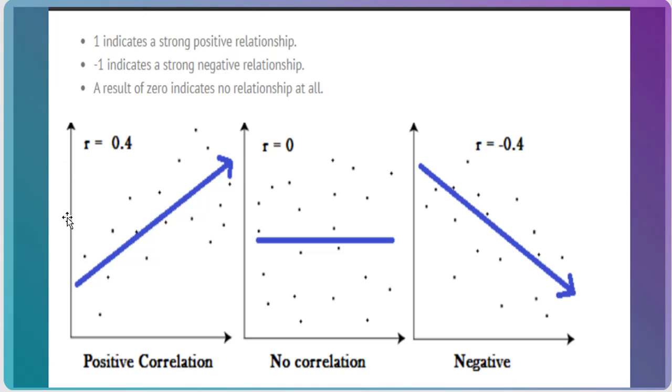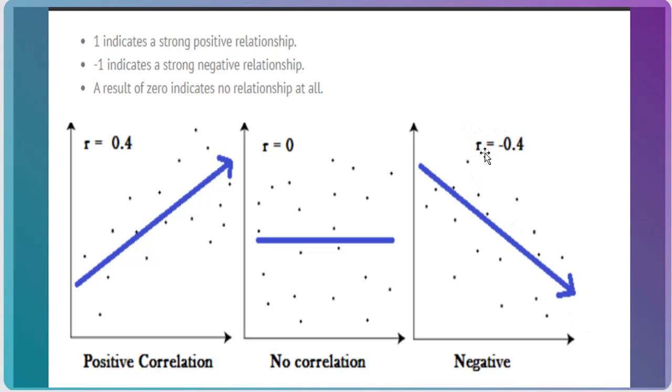So in the first graph here, the graph shows positive correlation since it has a positive 0.04 r. And -1 indicates a strong negative relationship. So take a look at the third graph, in which the arrow is downward. This one is expressing a negative relationship or negative correlation.